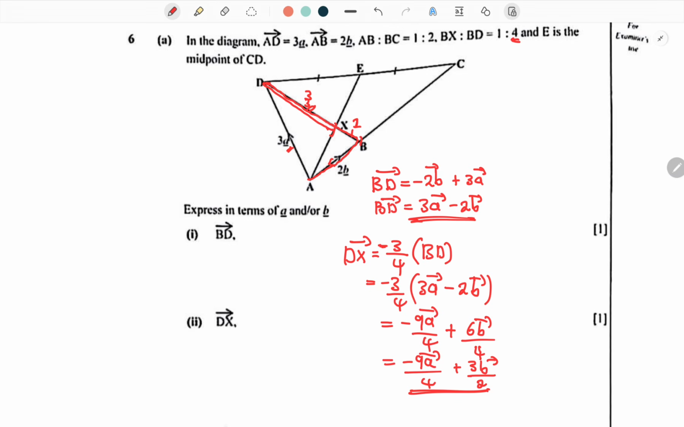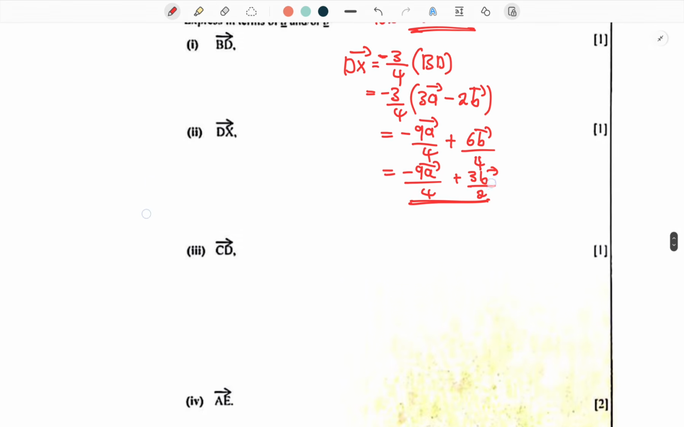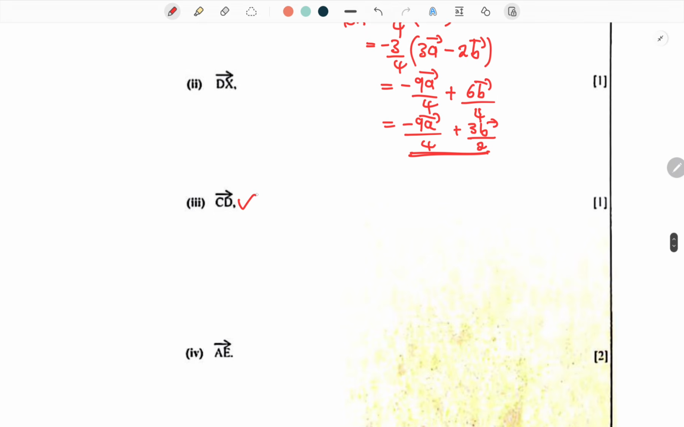And then you get your answer for the first 2. So I want you to do this one and also this one. So this one is going to be your task.